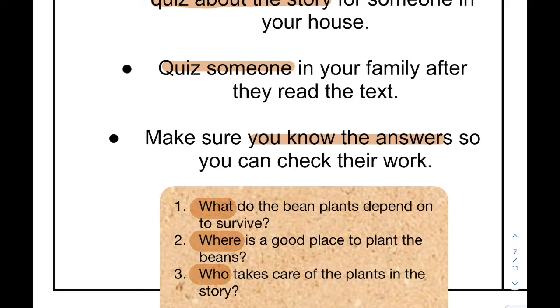Number 2, where is a good place to plant the beans? What did you say? Did you say soil? Yes. Number 3, who takes care of the plants in the story? You're right. The person who wrote the story. Good job, and have fun making your own quiz.